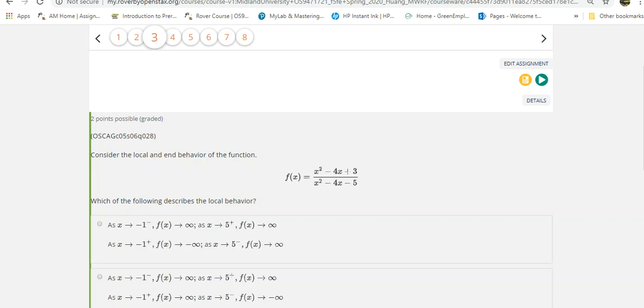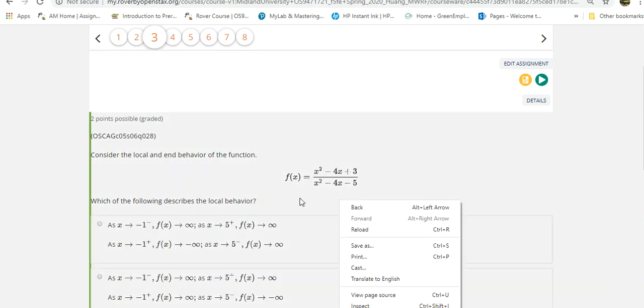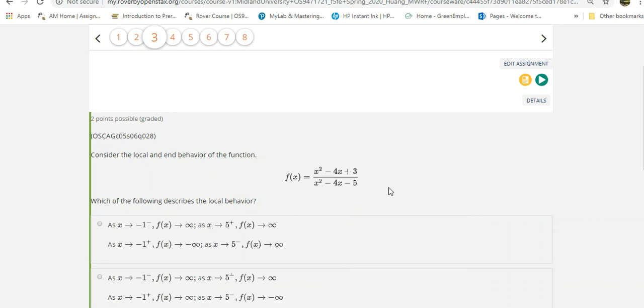Hi guys, in this problem, your task is to describe the local and end behavior of the function. I think the end behavior of this function is pretty straightforward. End behavior means the horizontal asymptote. So how do you find the horizontal asymptote?